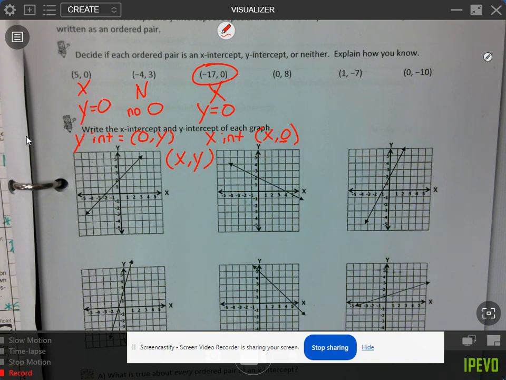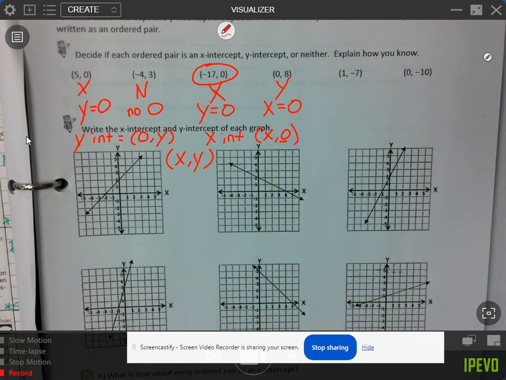Our ordered pair is (0, 8). Oh my goodness, I should see every hand up. What is it? X-intercept, y-intercept, or neither? Eliana, how do you know it's the y-intercept? Because x equals 0. Next one, (1, -7).